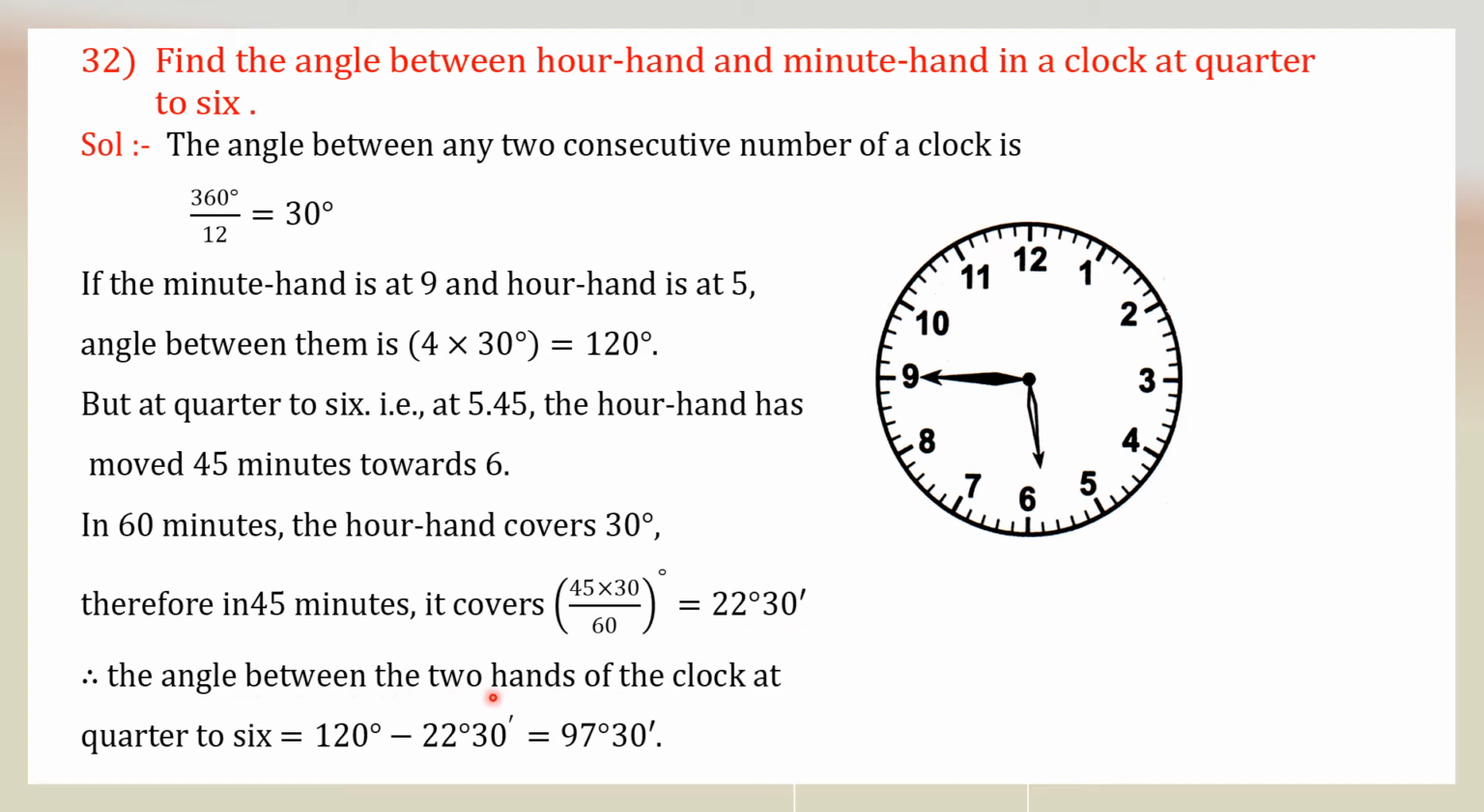Therefore, the angle between the two hands of a clock at quarter to 6 is the total angle 120 minus the angle made by the hour hand in 45 minutes, which is 22 degrees 30 minutes. Therefore, 120 degrees minus 22 degrees 30 minutes equals 97 degrees 30 minutes.